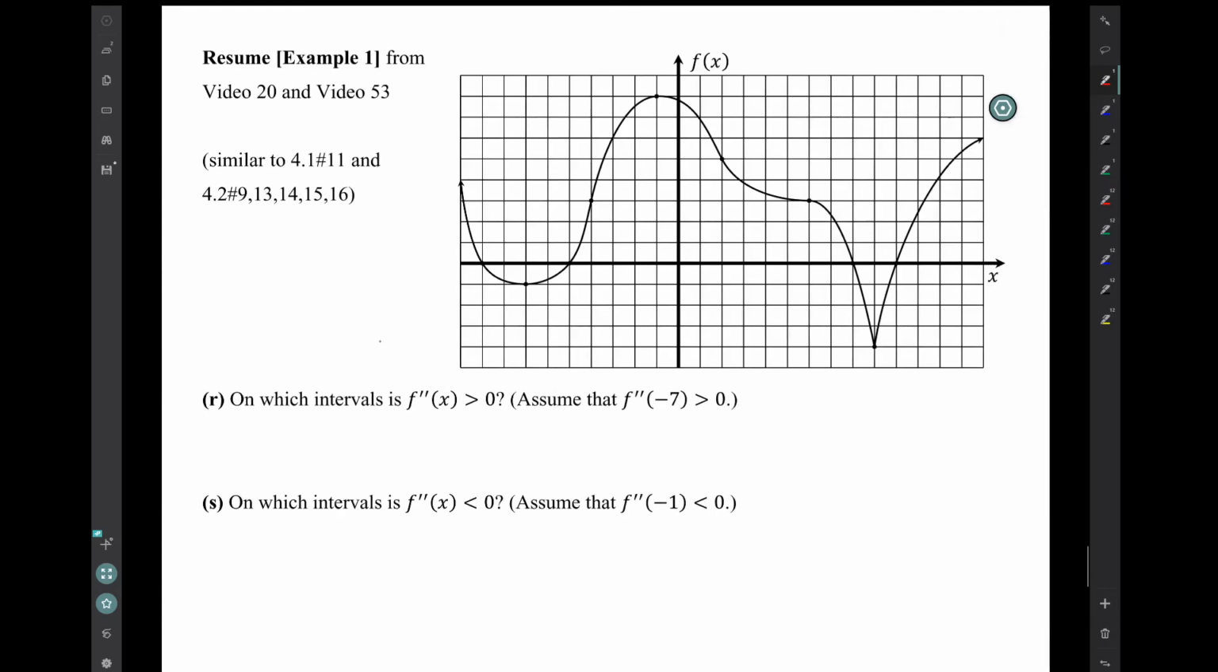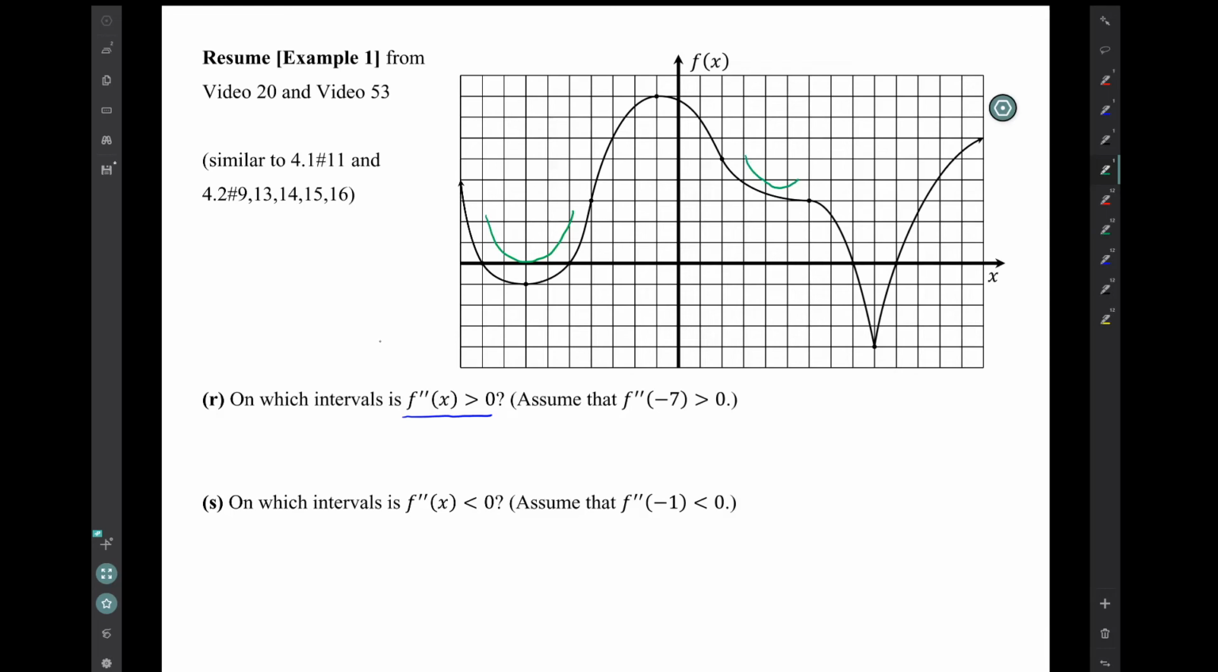So this example, we're just continuing the same example. Question R, on which intervals is f double prime positive? Well, we can see clearly that f is concave up on that interval and concave up on that interval.